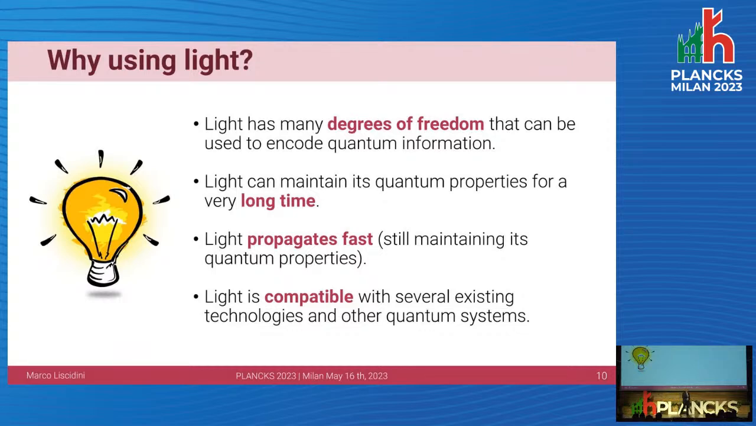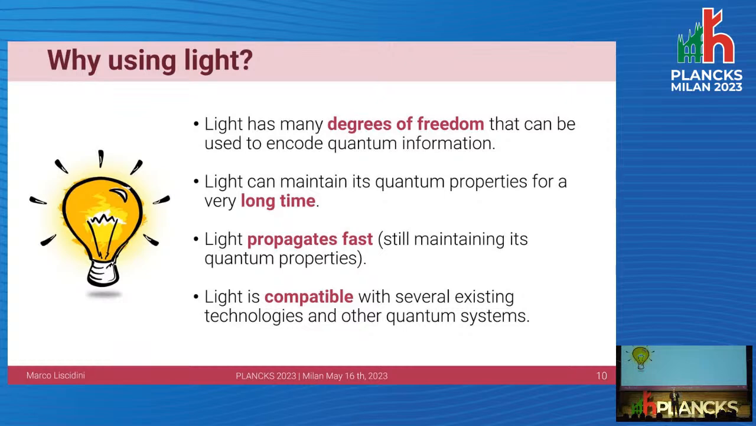If I have a photon, the photon has a polarization, so the direction of the electric field. It has an energy. It can have angular momentum. It can also have a momentum, so the direction of propagation. And I can use all these degrees of freedom, alone or together, to encode an immense amount of information. As a matter of fact, in principle, an unlimited amount of information in a single photon.